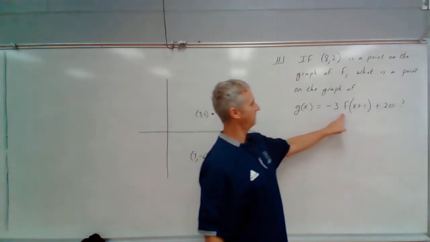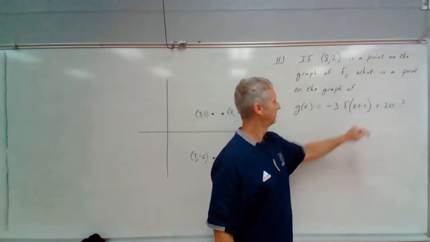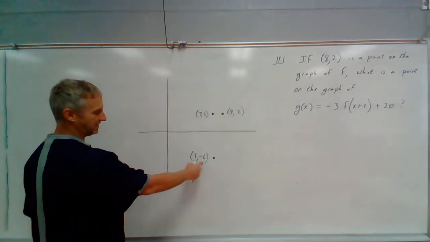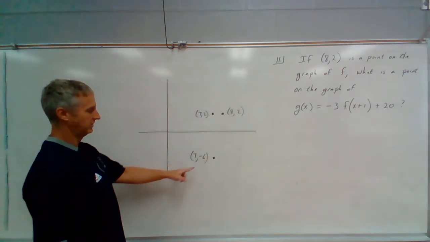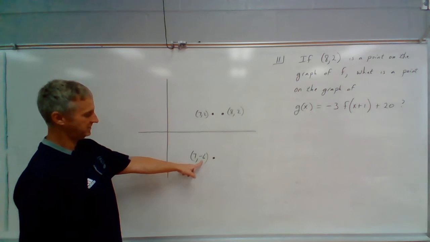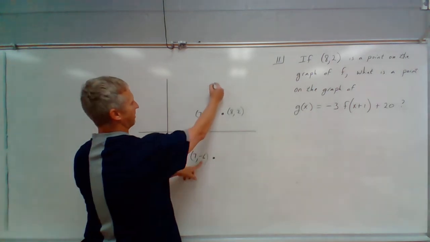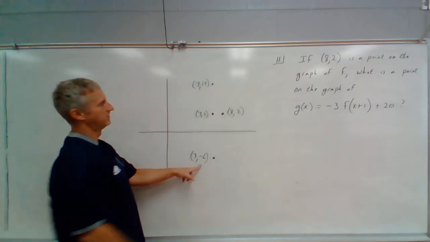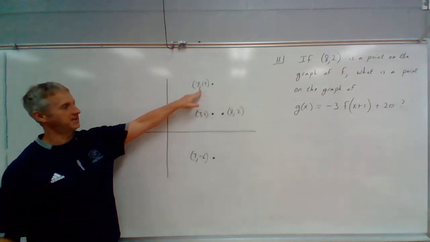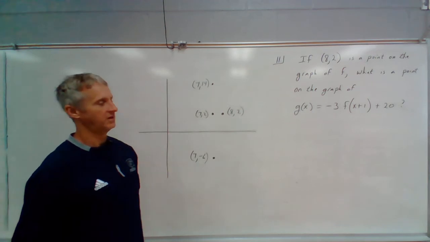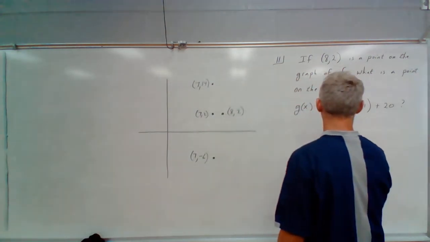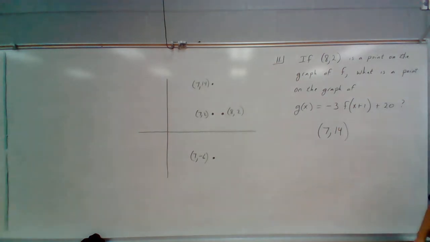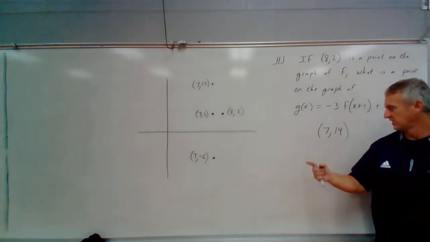Right. Then I'm going to add 20 to the g of x value. So if I add 20 to my y, 20 plus negative 6 is 14. So I'll be up here at 7, 14. Okay, so 7, 14 would be a point on g of x. So that would be the answer. 7, 14. All right, let's double check that and make sure it really works.